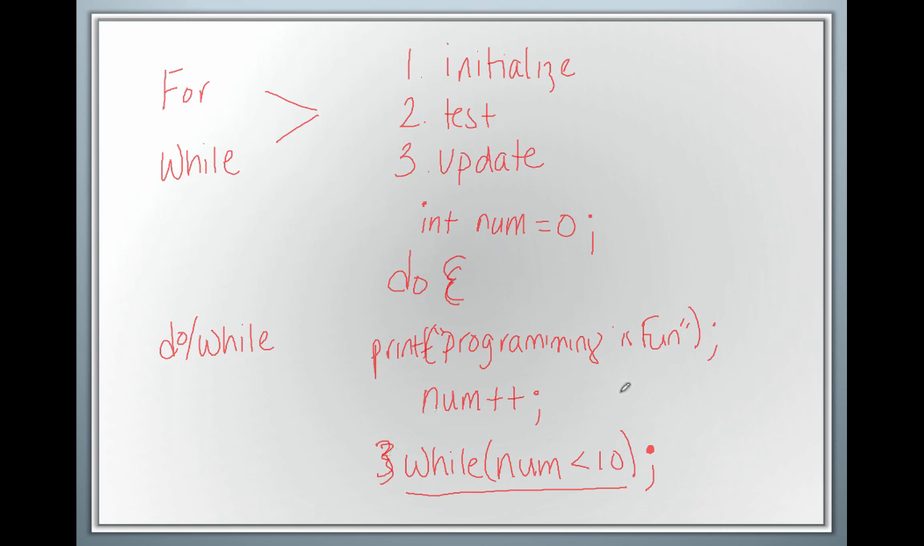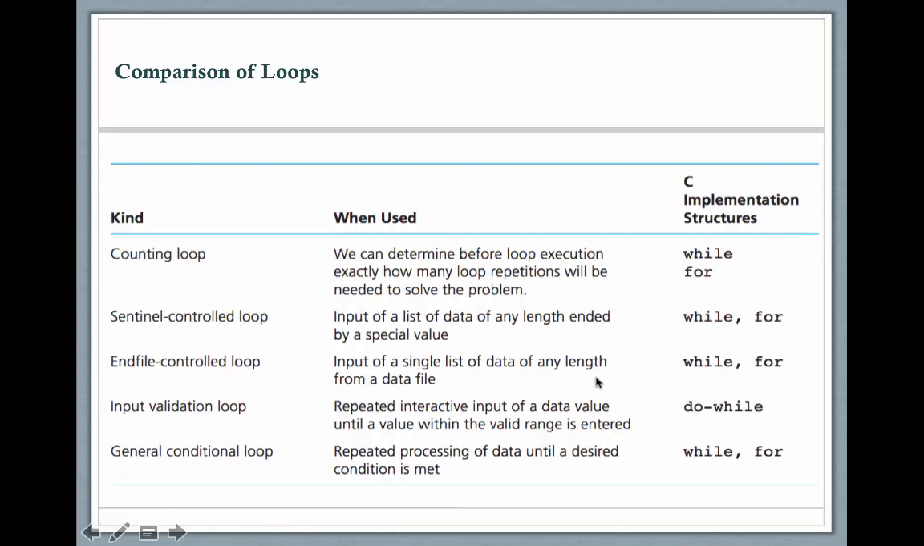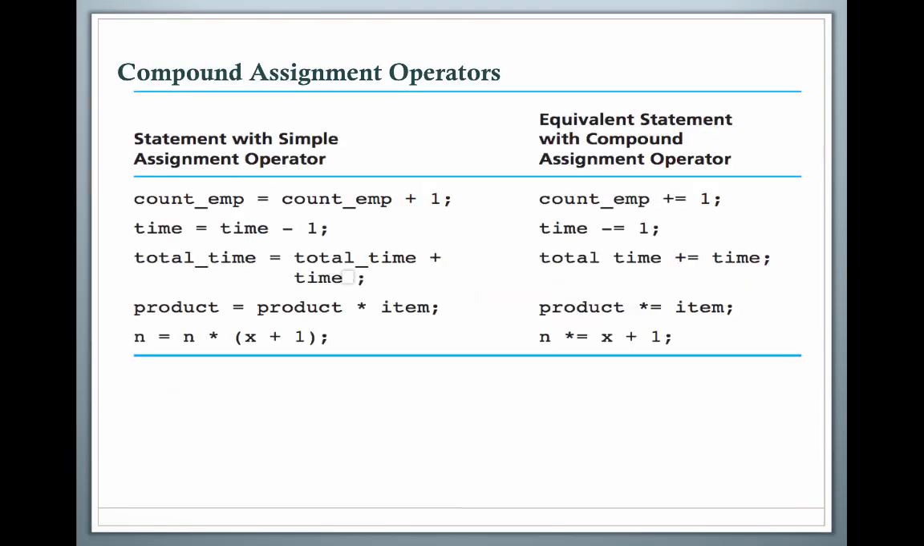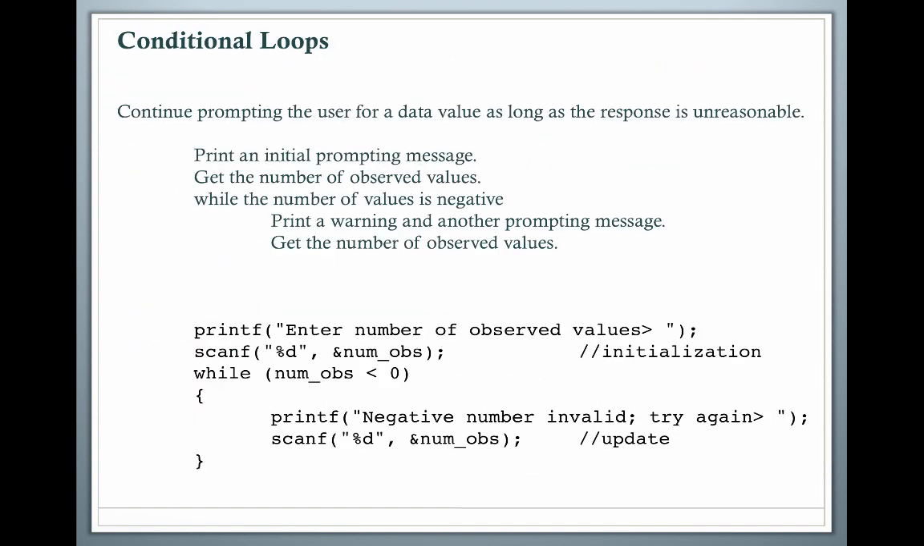A do while loop is better for things like games, where you would play the game and then ask the user, would you like to play again? Not really very useful for counting loops, but at least you can see the structure by this example. All right, so these are the different kinds of loops. We already talked about that, and we talked about a counter-controlled loop, which the best kind of counter-controlled loop would either be a for loop or a while loop. And then we talked about how you could, instead of saying time equals time minus 1, you could do time minus equals 1, etc. All right, so now we can talk about conditional loops.